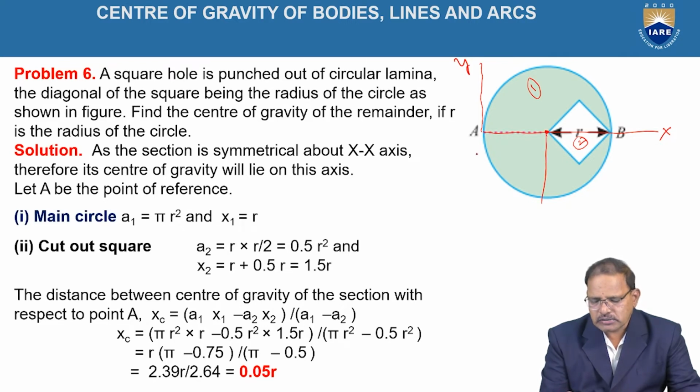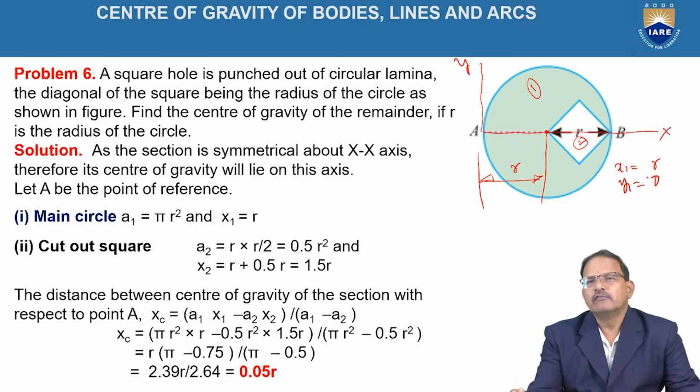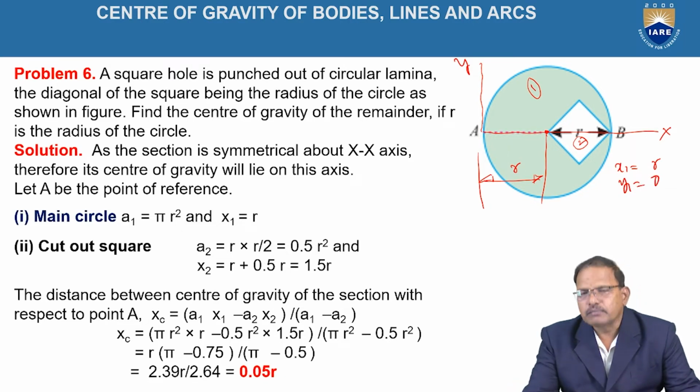Hence, x1 is equal to, we can take it as small r now. That is, a1 is equal to pi r square and x1 is equal to small r, and y1 is equal to 0. Why? Because the horizontal line is passing through the diameter of the circle and it is also the symmetrical line for that entire figure now.